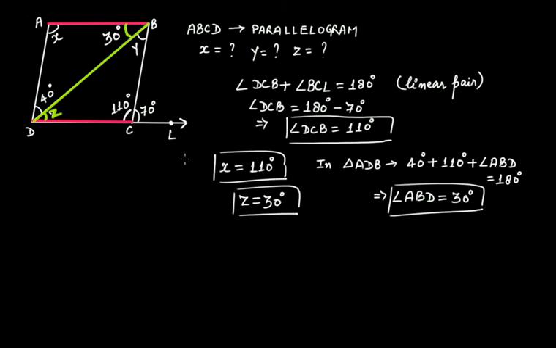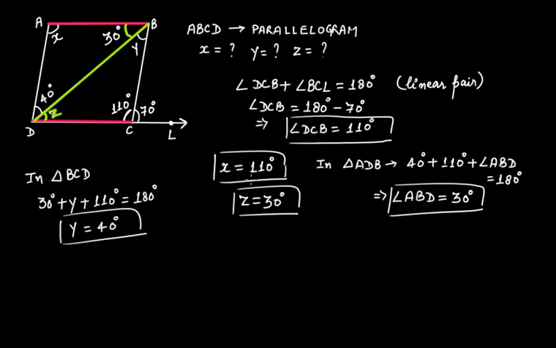Now you can easily find the value of Y. So in triangle BCD, Z, that is 30 degrees, plus Y plus 110 degrees is equal to 180 degrees. And from here you get Y is equal to 180 degrees minus 140 degrees, that is 40 degrees. So we have the value of X, we have the value of Y, we have the value of Z.